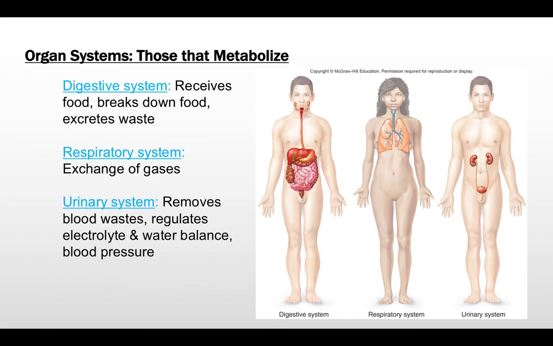And then the urinary system removes our waste, mostly from our blood, regulates our water, regulates our blood pressure. So it's a way of cleaning our blood, which happens here in the kidneys, and sending out urine so that we don't have a buildup of waste.